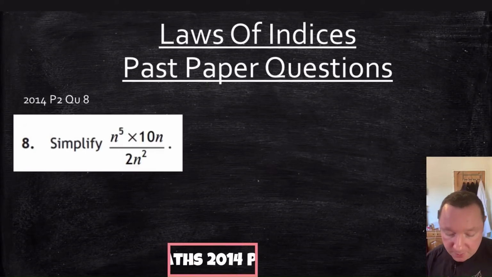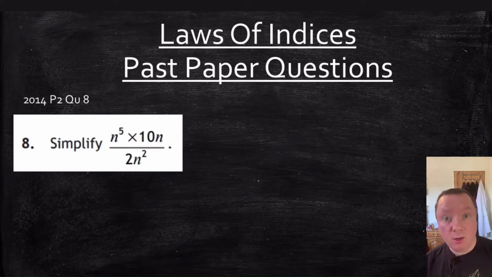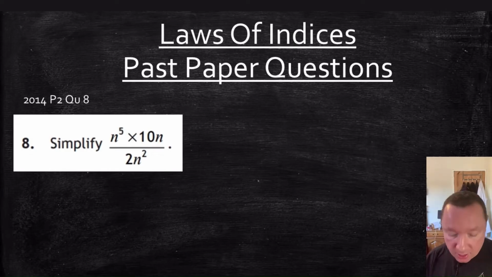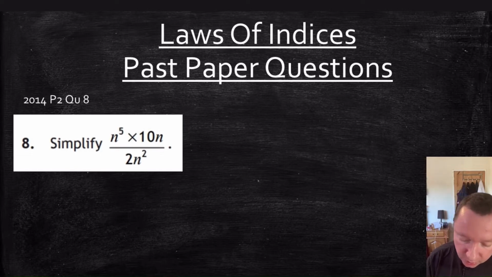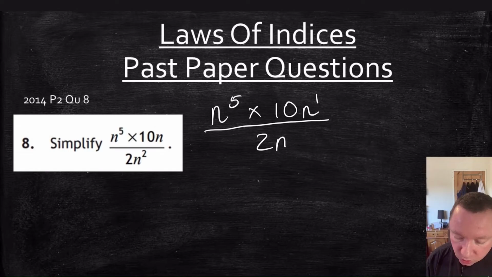Very simple past paper question here. This is from 2014, paper 2, question 8. So it's a calculator question, even though you probably don't need it. So you've got simplify n to the power of 5 times 10n over 2n squared. So that is the same as n to the power of 5 times 10n, well, that's a power of 1, over 2n squared. So let's just deal with the top and bottom separately.